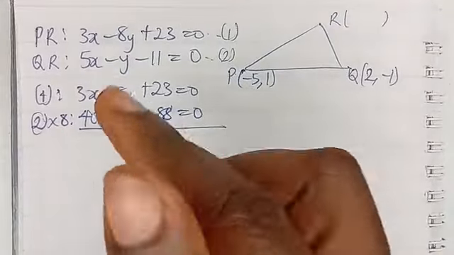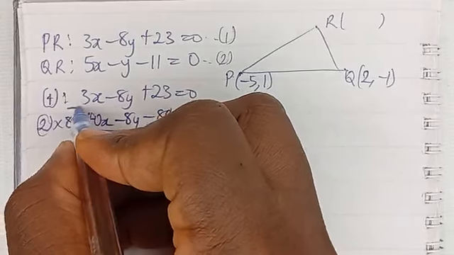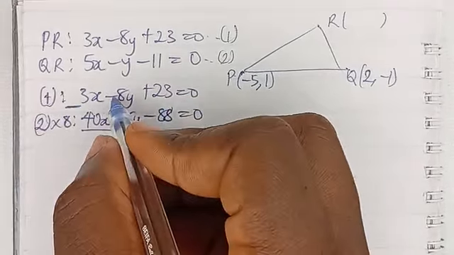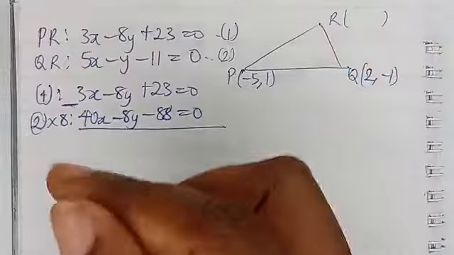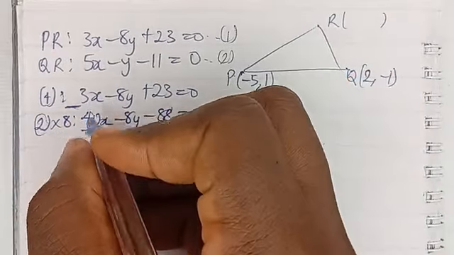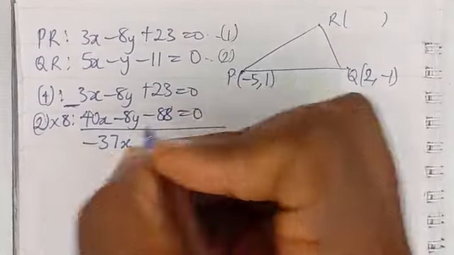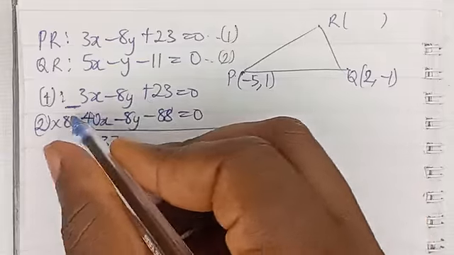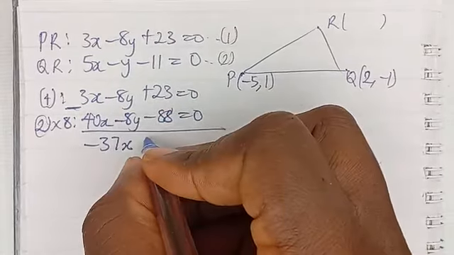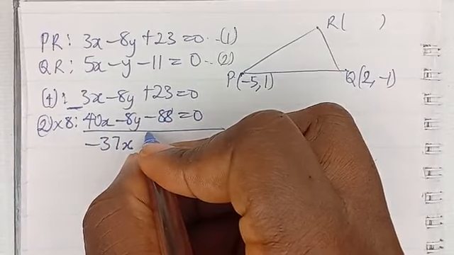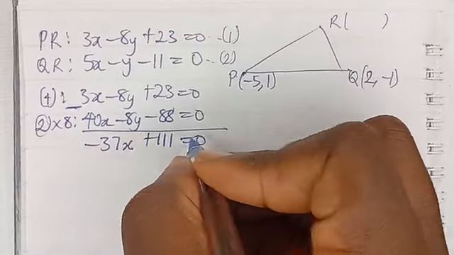Now let's look at it. They have same sign, so we are going to do minus. So that's minus 8 minus minus 8. That is minus 8 plus 8 is 0. It eliminates. So 3 minus 40x is minus 37x. 23 minus minus, right? So 23 plus 88, that is a plus 111 equal to 0.